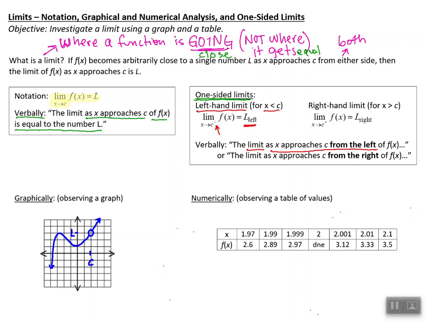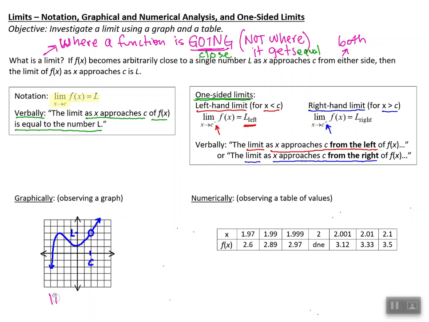And then, of course, we have the right-hand limit. Those are for values of x greater than c. That's the limit as x approaches c from the right. See that little plus sign like an exponent of f of x equals the limit from the right. And we say the limit as x approaches c from the right of f of x is equal to the limit from the right.